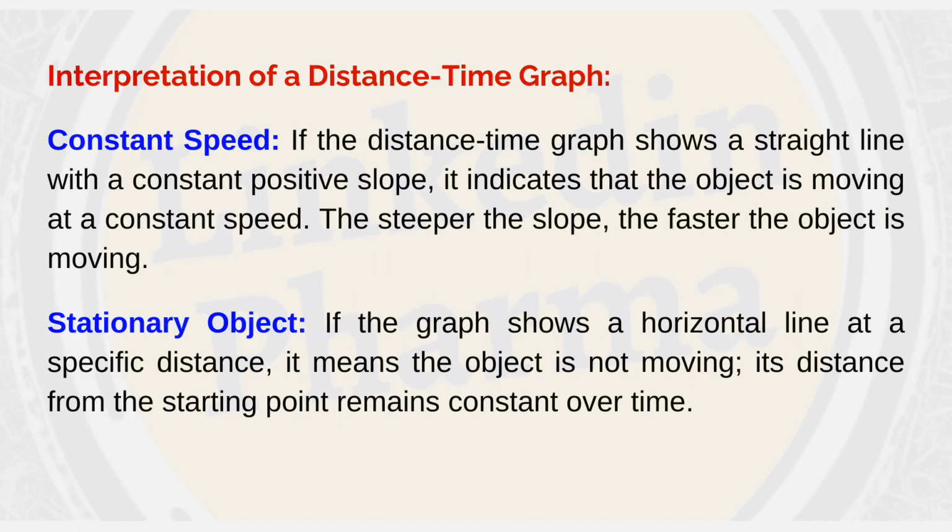Interpretation of a distance time graph. Constant speed. If the distance time graph shows a straight line with a constant positive slope, it indicates that the object is moving at a constant speed. The steeper the slope, the faster the object is moving. Stationary object. If the graph shows a horizontal line at a specific distance, it means the object is not moving; its distance from the starting point remains constant over time.